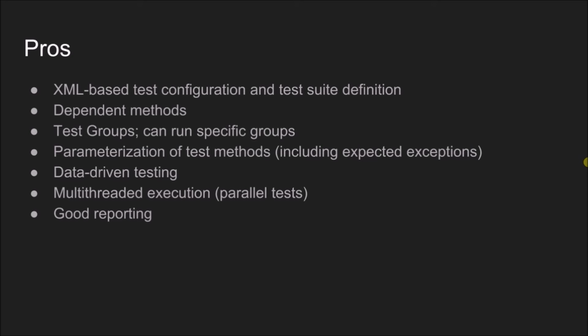Then we also have dependent methods, which can be used to check certain dependencies. If certain groups or methods are dependent on other groups or methods, then their execution can be controlled using the dependency feature. Test groups are also an important feature of TestNG. We can choose to execute certain groups, and this can be used for various applications which were outlined in the demo. Parameterization is also an important feature, for data driven testing, as was used in the data provider feature.